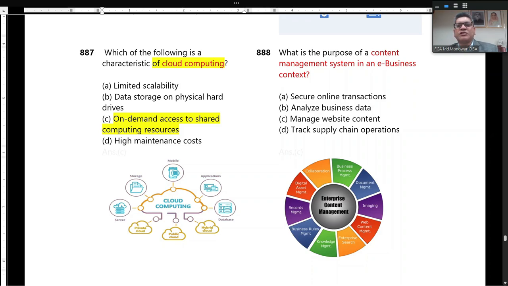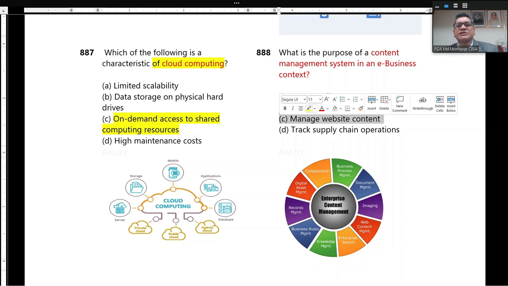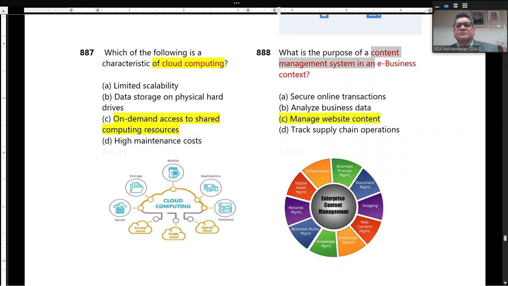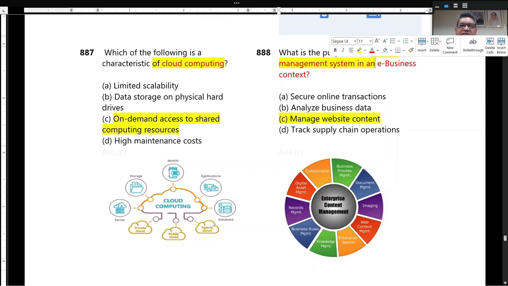What is the purpose of content management system in an e-business context? Manage website content is the purpose of content management system. So it's the content management system, circle.